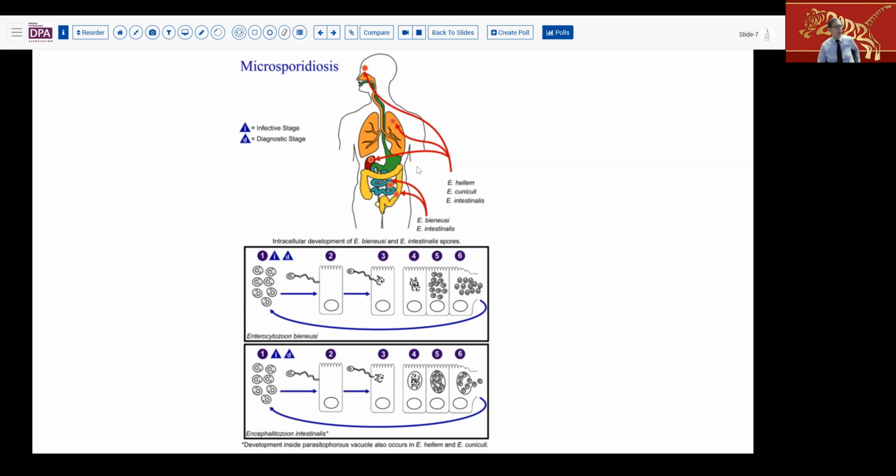And here you can see some of the various sites where they can infect: kidneys, small bowel, large bowel, lungs, sinuses, and so forth, with different species, noting here that intestinalis can sometimes affect any of these several sites.